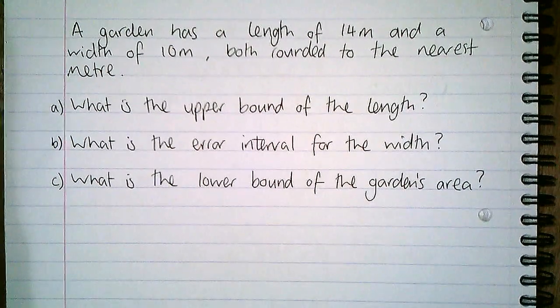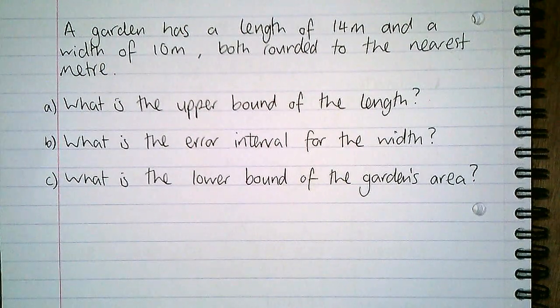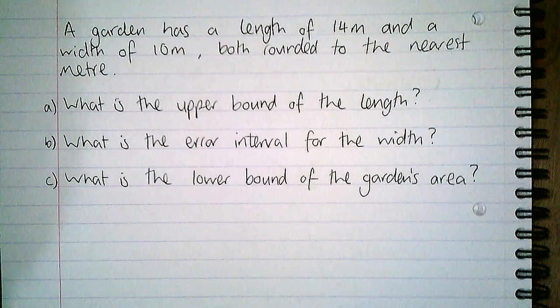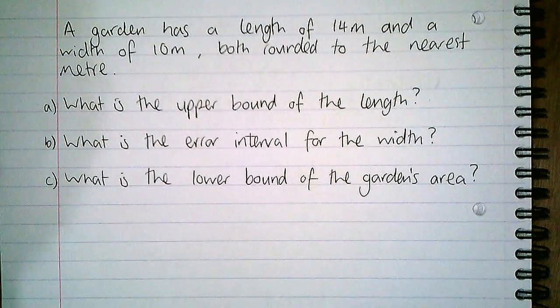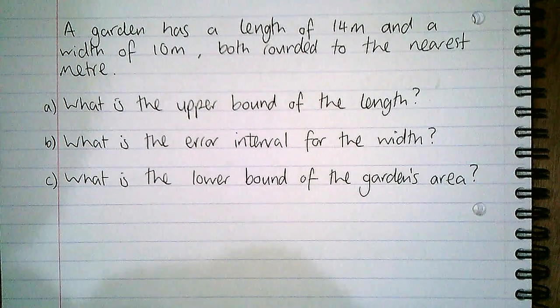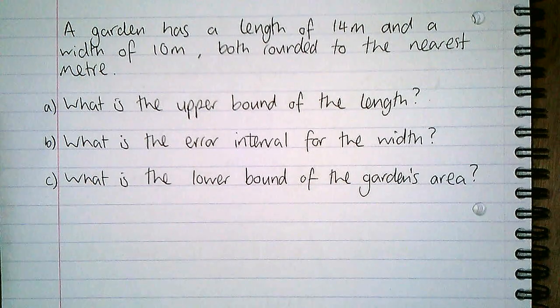So if we just start with this one, just as a recap and a reminder about how bounds work, what they are, and how we can use some diagrams in order to have an understanding of what these things are. The first question here gives us a garden, the length 14 metres and the width is 10 metres. They've both been rounded to the nearest metre.